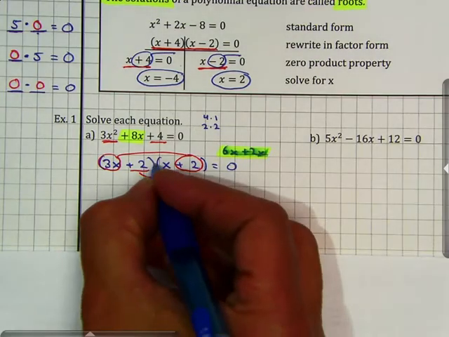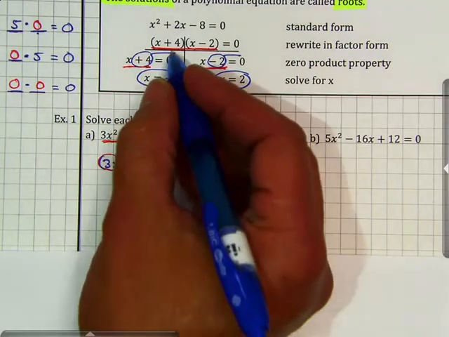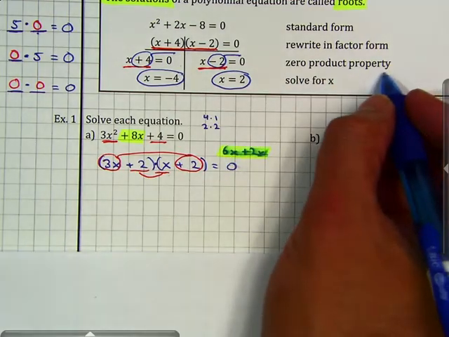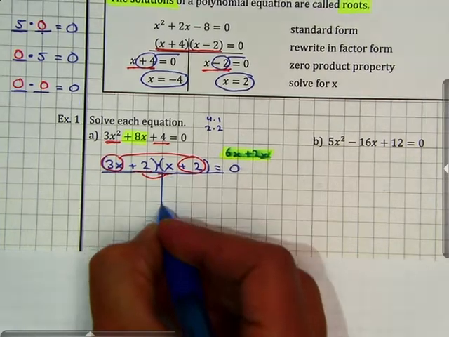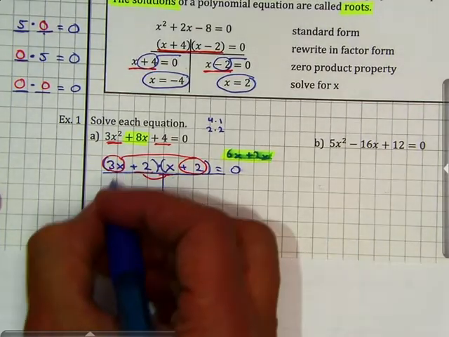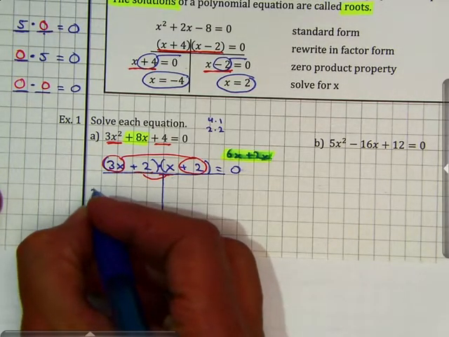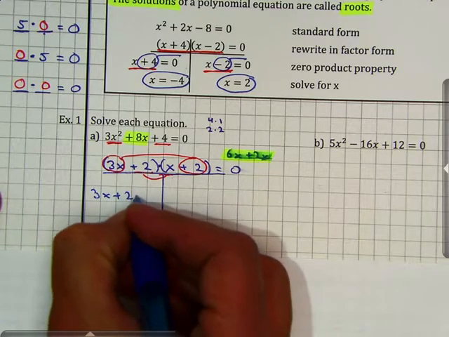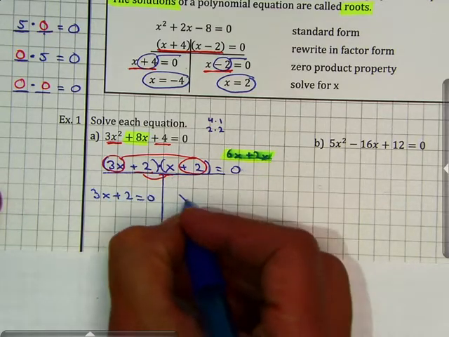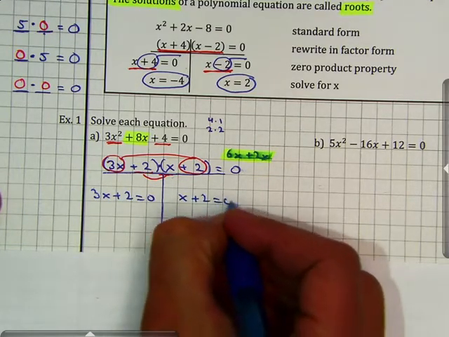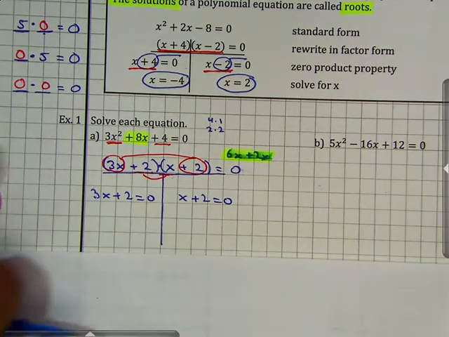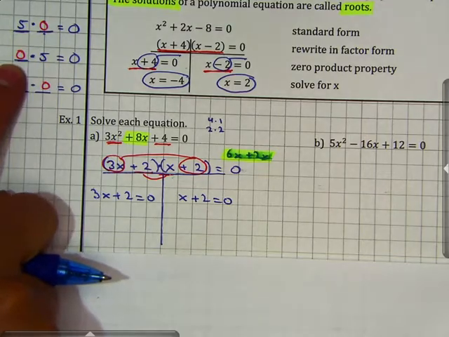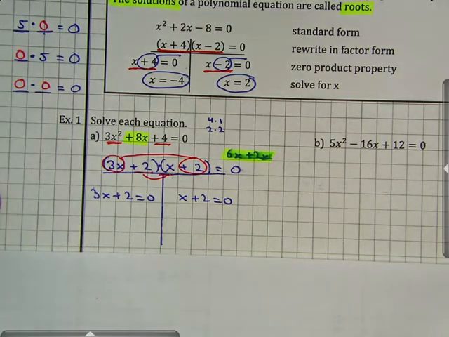Now that they're multiplying, I'm going to use my zero product property. I'm going to use my t-chart. That means that 3x plus 2 will be equal to 0, or x plus 2 equal to 0. One or the other should be 0, or both of them, just like we have here.